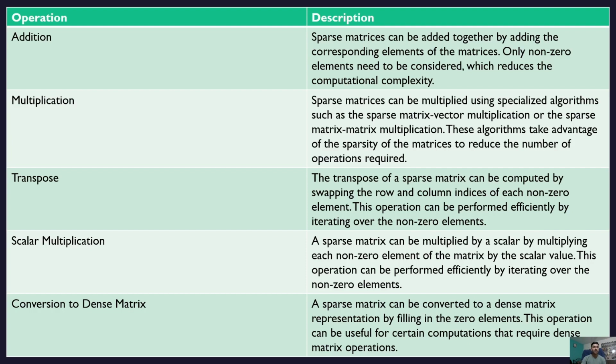Scalar multiplication: a sparse matrix can be multiplied by a scalar by multiplying each non-zero element of the matrix by the scalar value. This operation can be performed efficiently by iterating over the non-zero elements. Conversion to dense matrix: a sparse matrix can be converted to a dense matrix representation by filling in the non-zero elements. This operation can be useful for certain computations that require dense matrix multiplication operations.